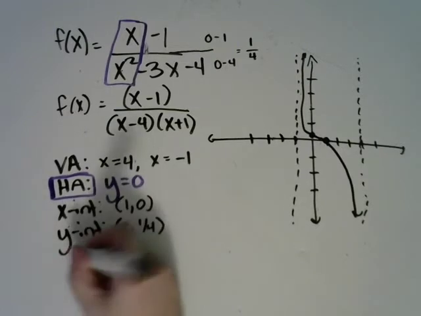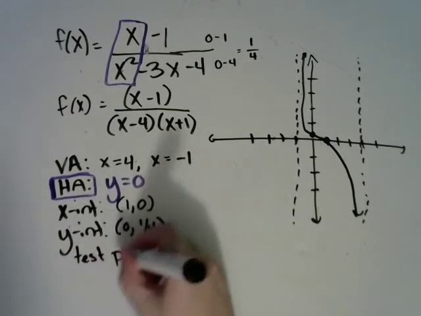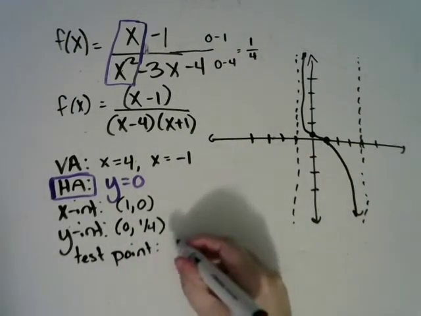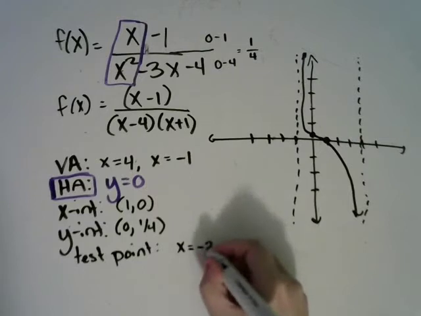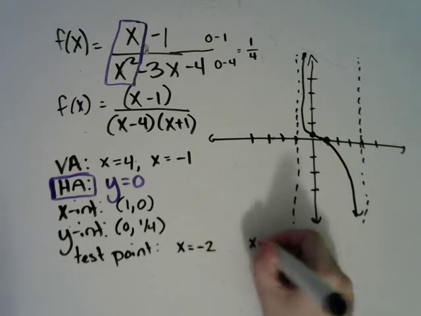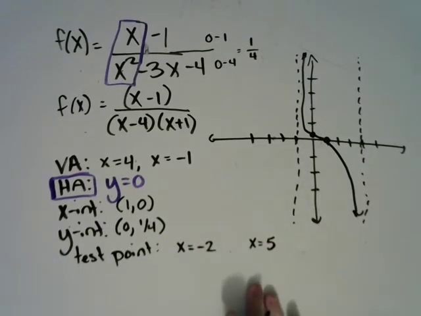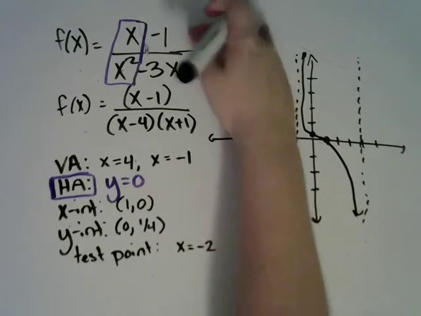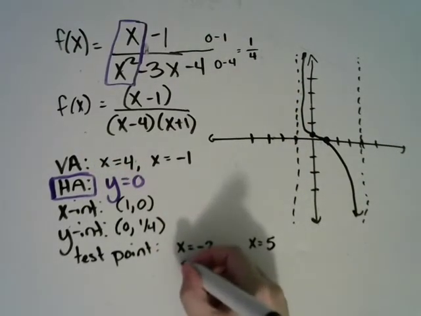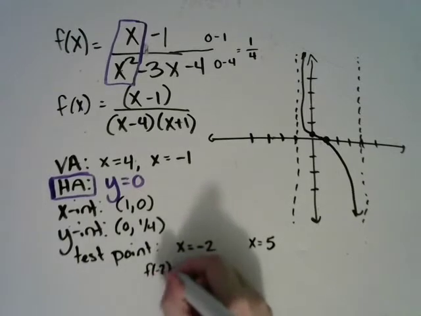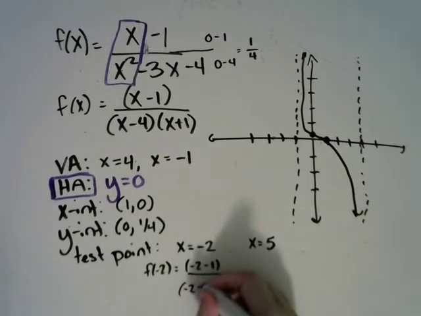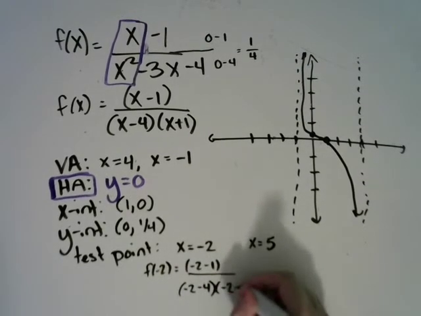And that's where test points come into play. Anytime you don't have a point in a region, so we don't have a point over here, you need to test it. We're going to plug in negative 2 to test the left-hand side, and we're going to plug in positive 5 to test the right-hand side. You can plug these numbers into either version of your rational equation. I prefer to use the factored form. So for f of negative 2, I get negative 2 minus 1 over negative 2 minus 4 and negative 2 plus 1.